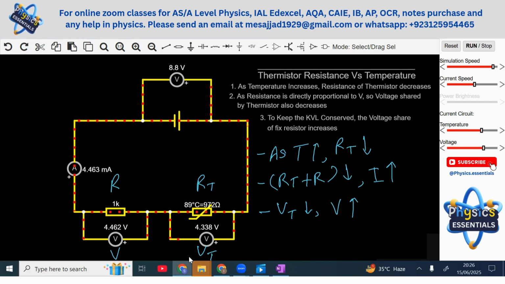Okay, so in this simulation circuit, we are going to assess the effect of temperature on the thermistor's resistance. In front of you, from the right hand side of the screen, I am going to increase the temperature, you can see. And as I am increasing the temperature, the resistance of the thermistor is decreasing. You can easily see. And what is its impact on the parameters of the circuit?